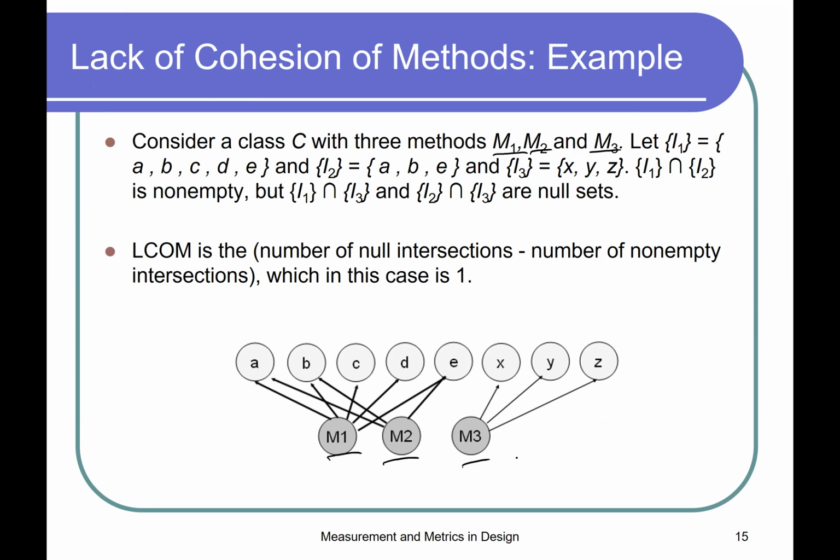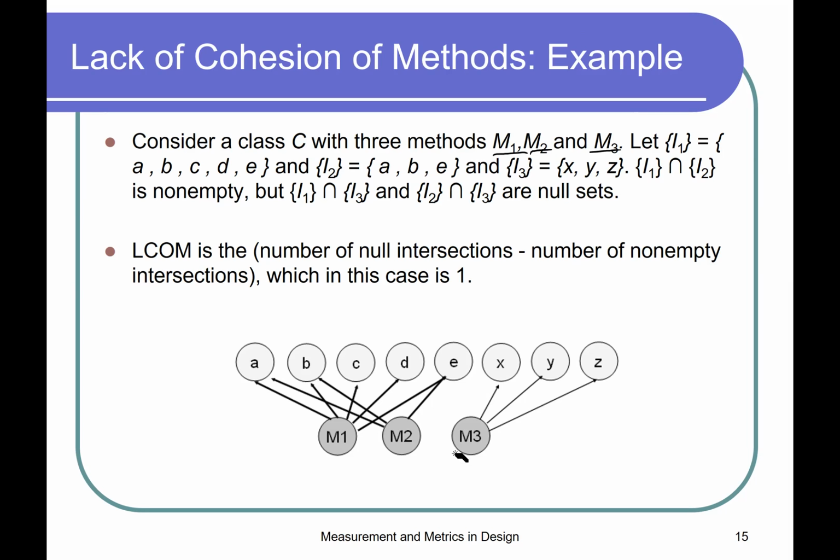Okay. So M1 says, I'm using variables A, B, C, D, and E. M2 says I'm using variables A, B, and E. And then finally M3 is using variables X, Y, and Z. What I do is I look at the methods that do share variables, and I subtract that from the ones that don't have variables being shared, with a minimum of 0, meaning if I have really 0 lack of cohesion, then this is the best case scenario.